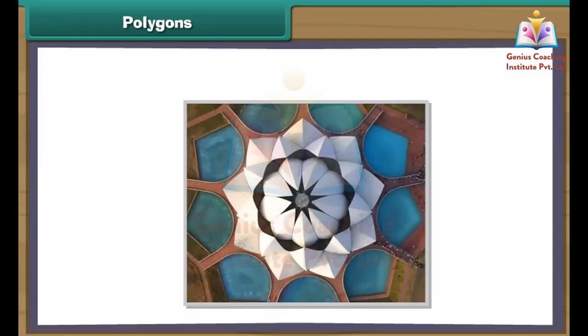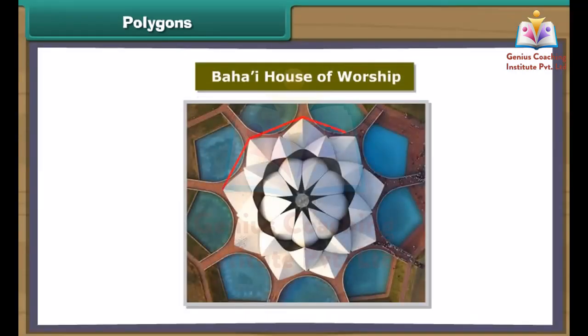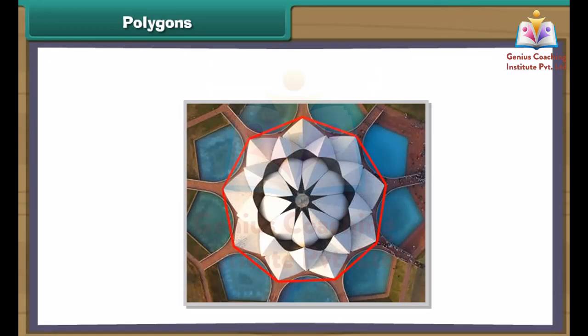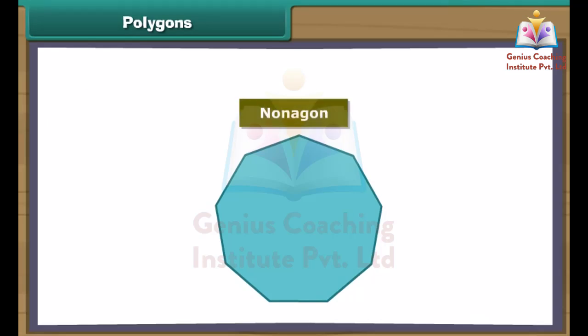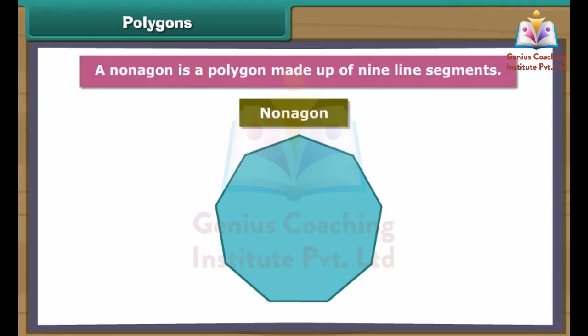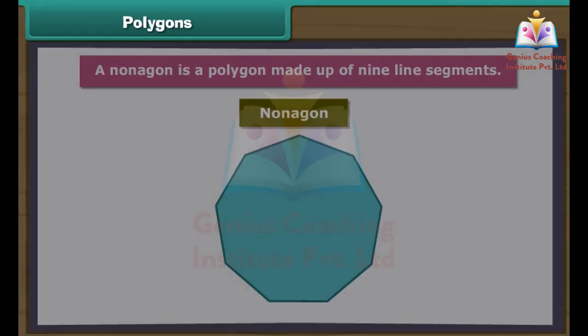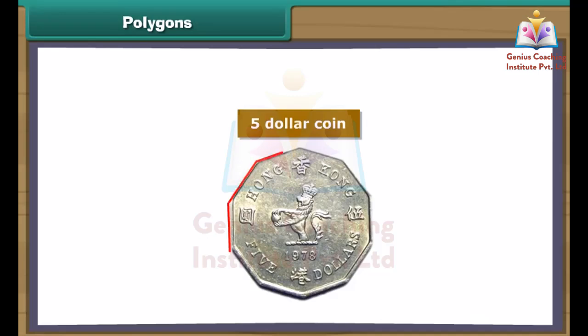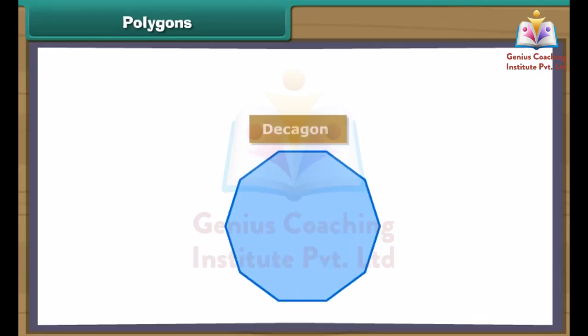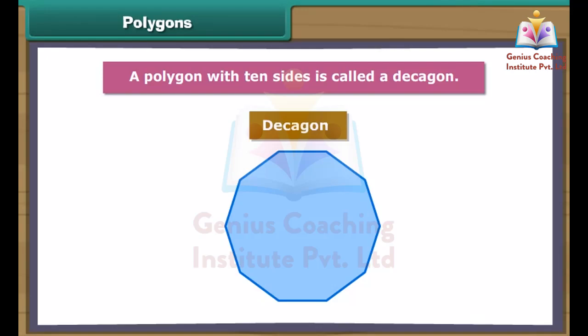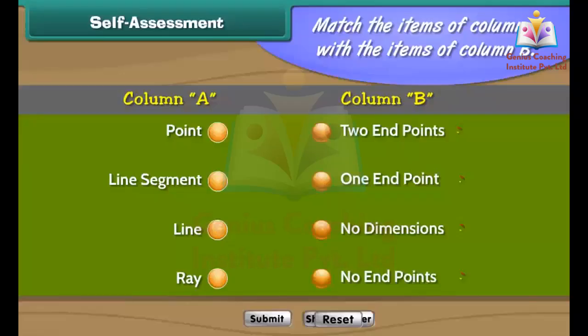Look at this image. It is the Baha'is' house of worship. All Baha'is' house of worship have 9 sides. A nonagon is a polygon made up of 9 line segments. Here is an old $5 coin from Hong Kong. It has 10 sides. A polygon with 10 sides is called a decagon.